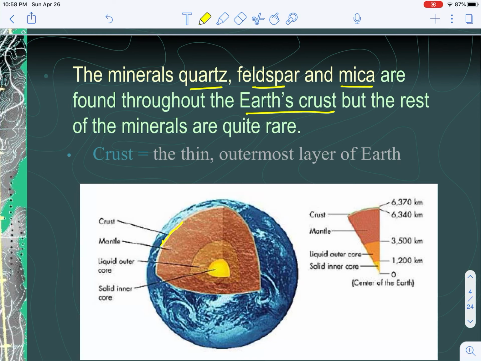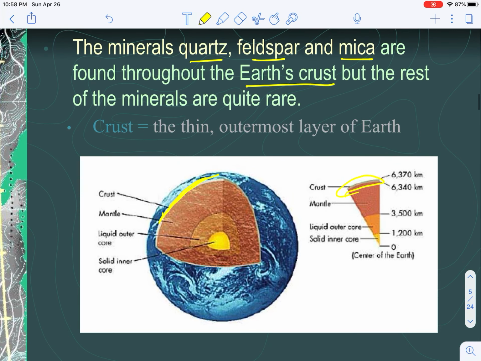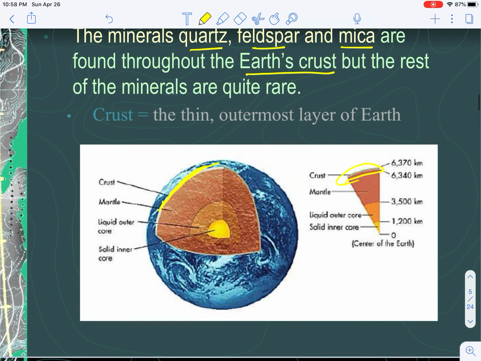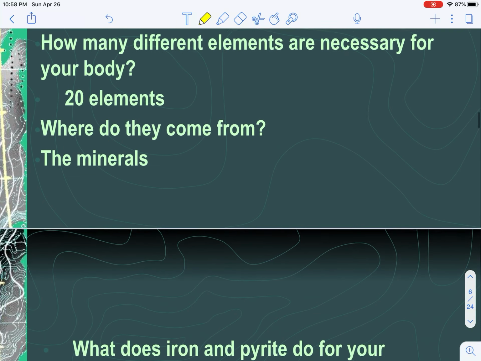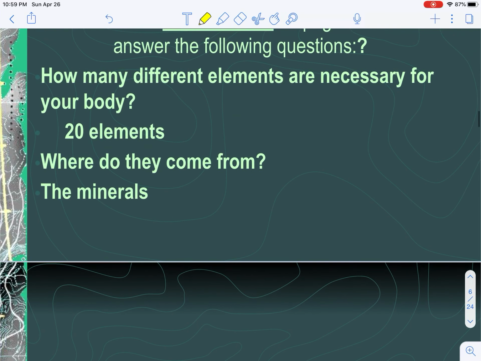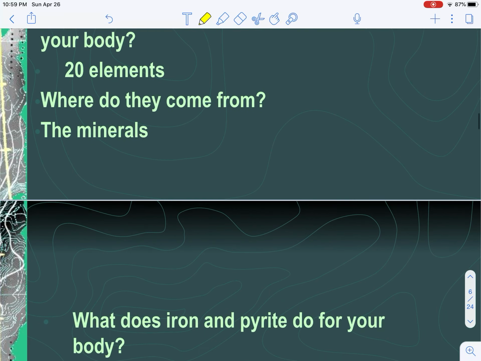And the Earth's crust, of course, is the very thin outermost layer that is indicated here and here. It's over 6,000 kilometers deep, but they consider it thin when you look at how many kilometers there are in total before you hit the center of the Earth.